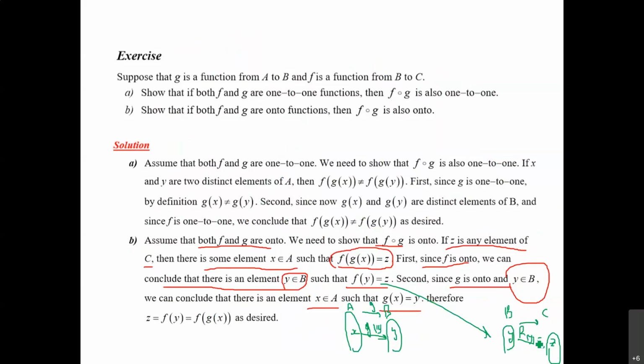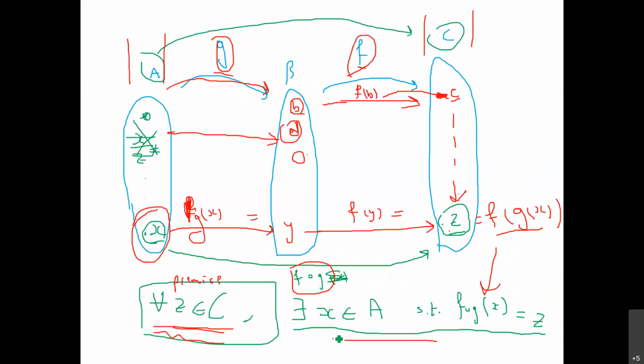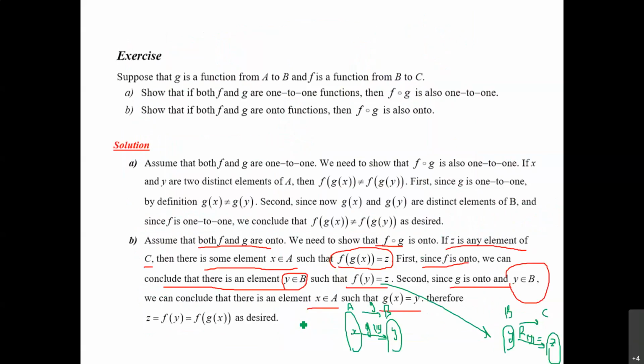And that's it. We just use the definition. We just, using direct proof, we assume there's some Z in C. We reached an X in A. So that's it. Whew. If you have any questions, please let me know.